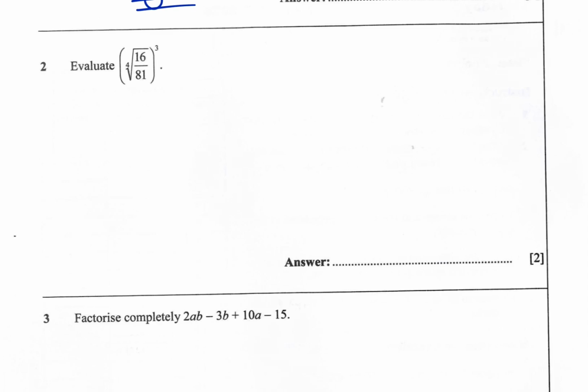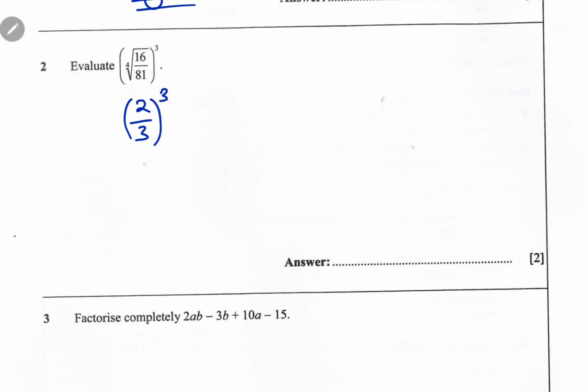So evaluate. Now to evaluate this, as you can see, that is the fourth root of 16 and 81, then to the power 3. So what does it mean? The fourth root of 16 is 2. 2 times 2 times 2 times 2, that's 16. Then the fourth root of 81 is 3.